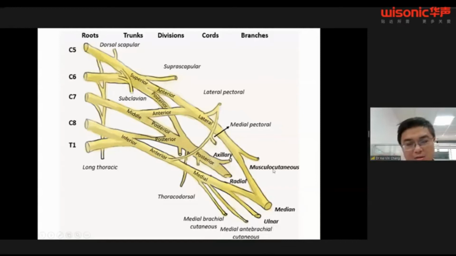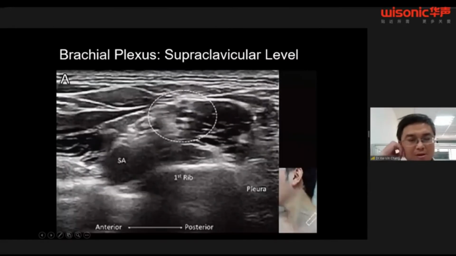All of the 3 trunks give off the anterior and the posterior branch. So the anterior branch of the superior trunk and the anterior branch of middle trunk, the 2 nerves merge to become the lateral cord of the brachial plexus. And the anterior branch of the inferior trunk gives off the middle cord. And the 3 posterior branches from the 3 nerve trunks merge to become the posterior cord of the brachial plexus.